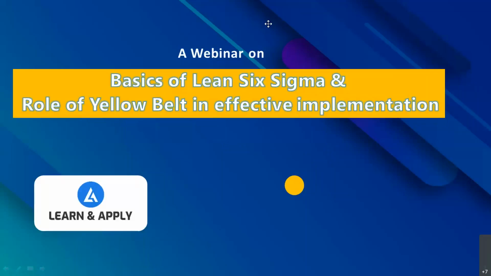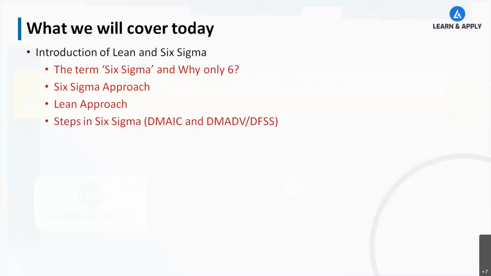So these are some of the points that we will cover today. First of all, the introduction of Lean and Six Sigma. We will look at the term Six Sigma and why we call it a Six. Then the Six Sigma approach, the Lean approach, and the different steps, and the two methodologies that we follow, that is DMAIC and DMADV or DFSS. So we will look at these.